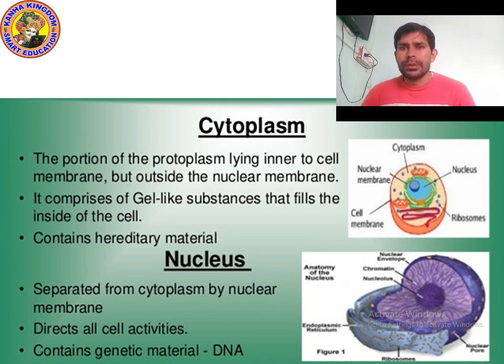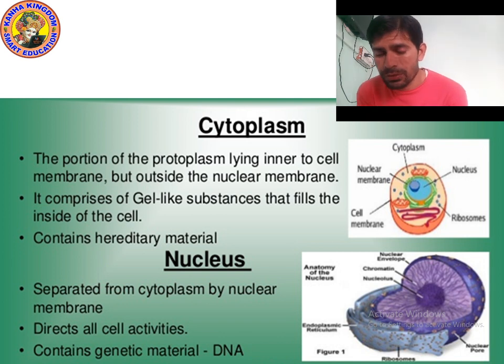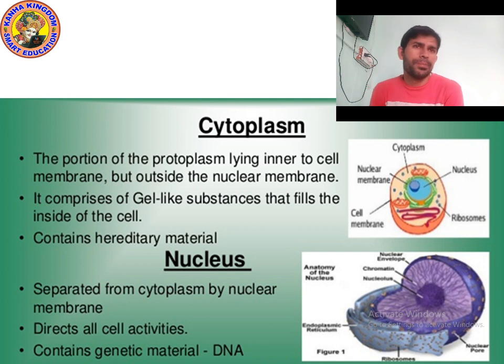So I hope that you understood about cytoplasm and nucleus. What is the nucleus? The nucleus is a central part which is separated from cytoplasm by the nuclear membrane. It gives direction, controls all the organelles, and directs all cell activities. It contains genetic material called DNA, and chromosomes. Around the nucleus you can see the endoplasmic reticulum present. I hope you understood. Now let's move on to the next point.